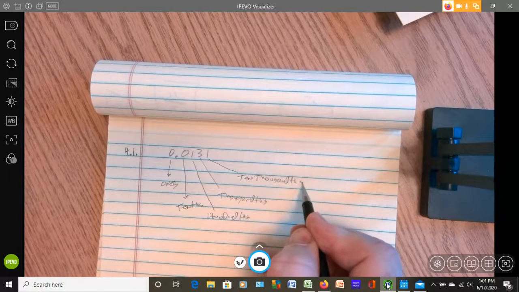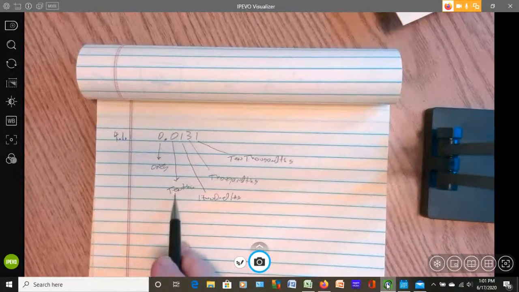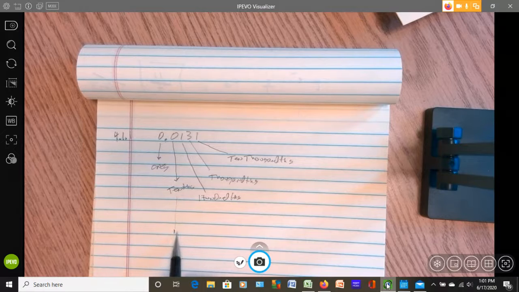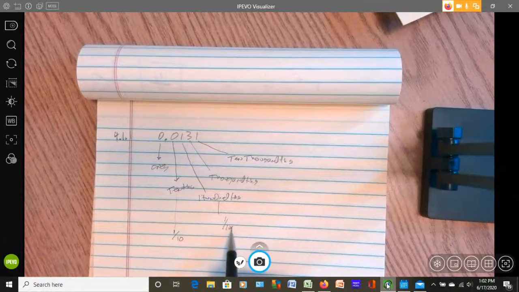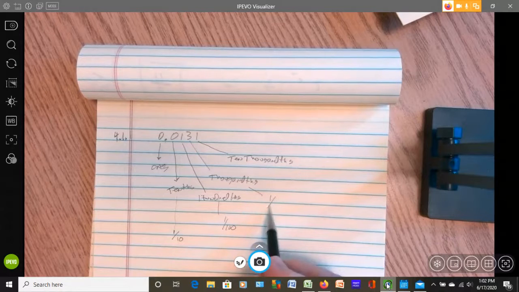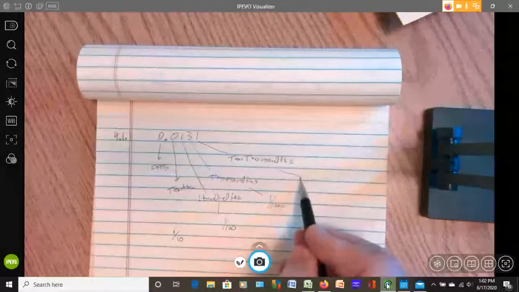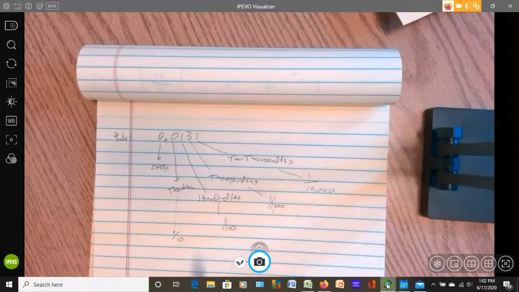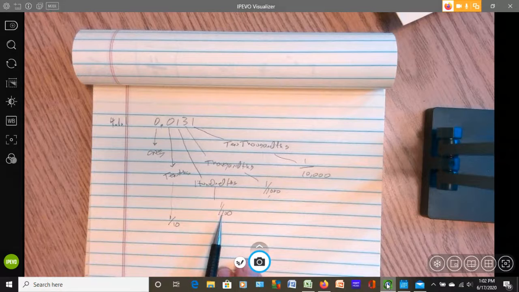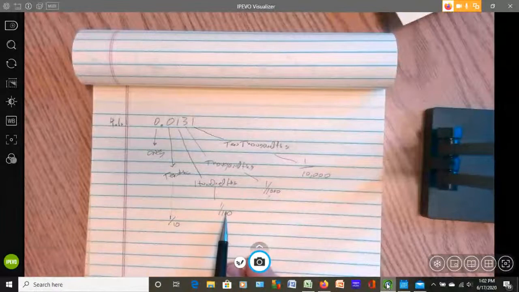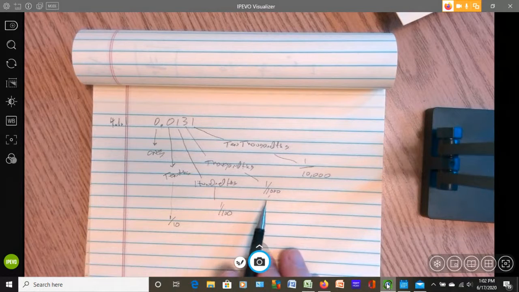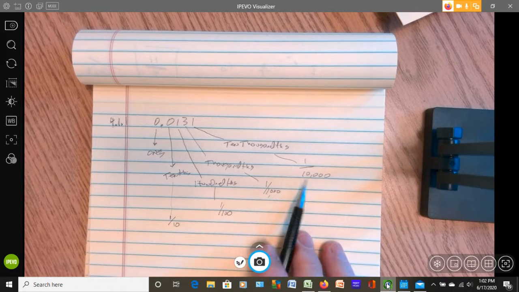So please notice we have 1, and then we have 1 divided by 10. If you thought of this in fraction form, you'd think of it as 1 divided by 10. This would be 1 divided by 100. This would be 1 divided by 1,000. And this would be 1 divided by 10,000. So notice, divide by 10, divide by 10 times 10, divide by 10 times 100, divide by 10 times 1,000.